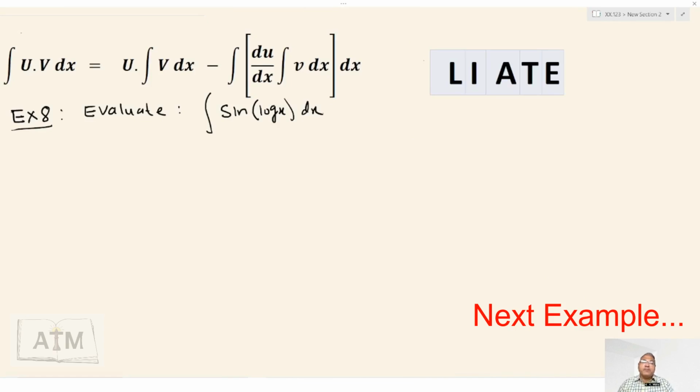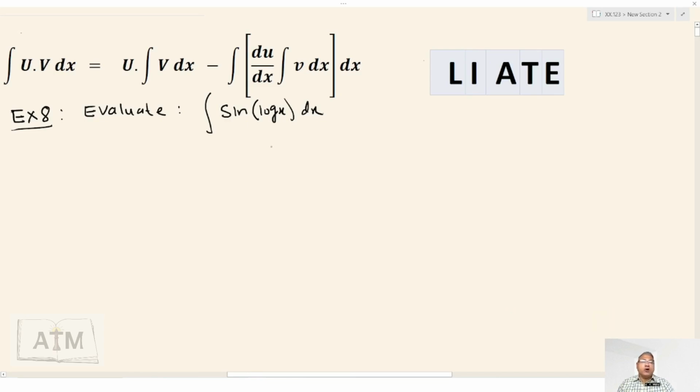Next example, example 8. Evaluate integration of sine of log x with respect to x. Even this is a tricky problem because the supportive function is not there. We have to create the supportive function. For that, first of all, write I equals integration of sine of log x with respect to x. Now multiplying and dividing by derivative of log x. Derivative of log x is 1 upon x. So multiplying and dividing by x. So x becomes the supportive function.